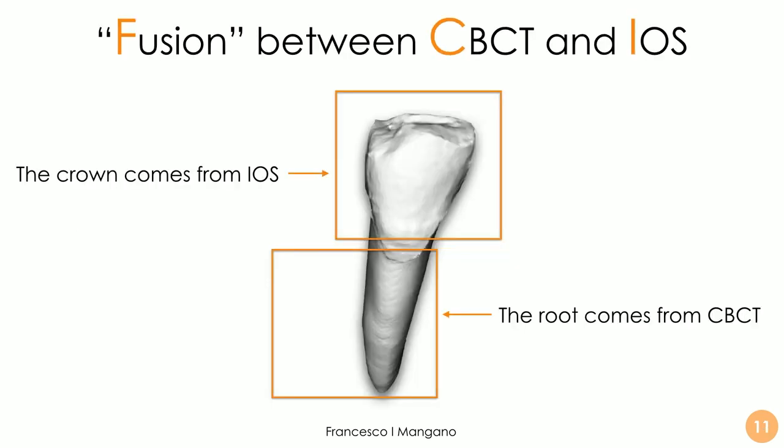And the very nice thing, as I mentioned to you, is that there's a fusion between the cone-beam computed tomography and the intraoral scan, because the crowns, after all, in this model come from the intraoral scan, so it's very accurate, but the root comes from the CBCT, and everything is merged perfectly in order to give a model that is reliable.